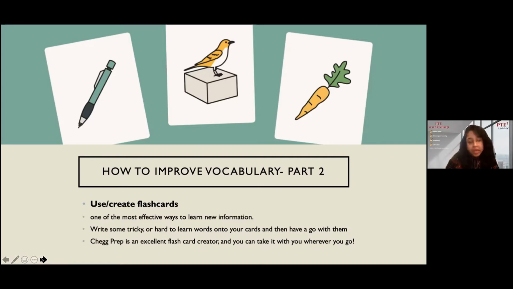So Check Prep, here I have mentioned one app or website that you can really use to create your own flashcards if you're struggling with learning vocabulary related to a topic, for example, education. You are trying to remember or collect more and more academic words related to education. You can download this app, Check Prep, or you can make an account in Check Prep. And then you can manually create your own collection of flashcards. And then wherever you are, at home or outside, you can just go through these flashcards and practice new words that you are learning.